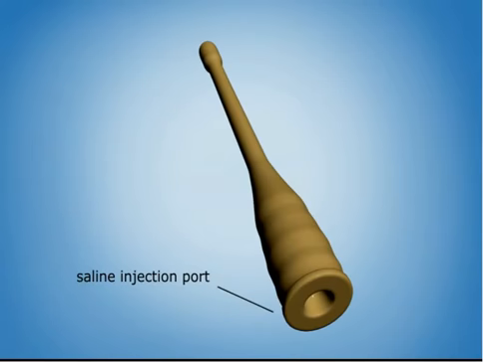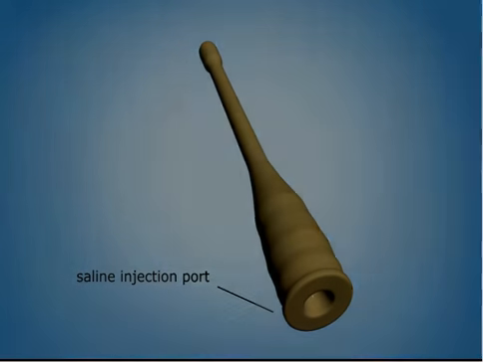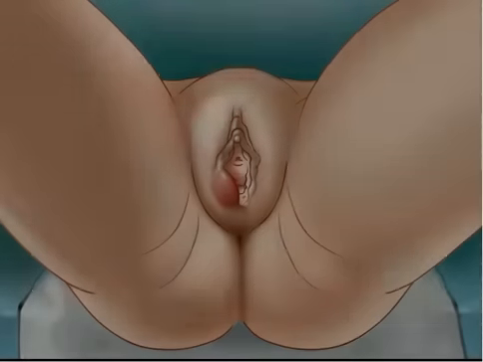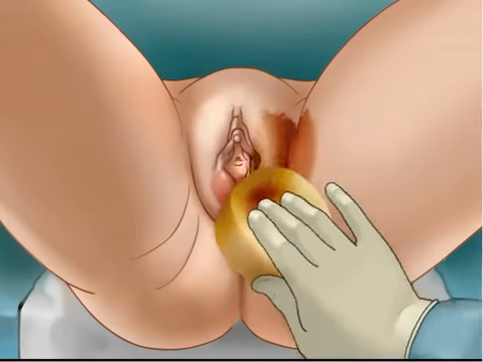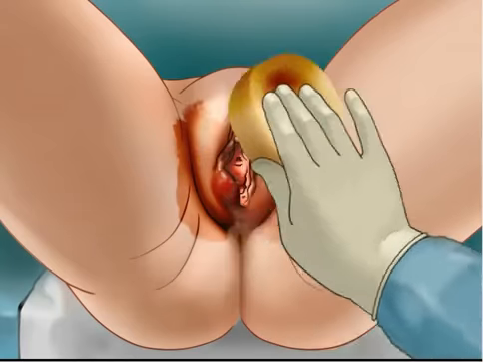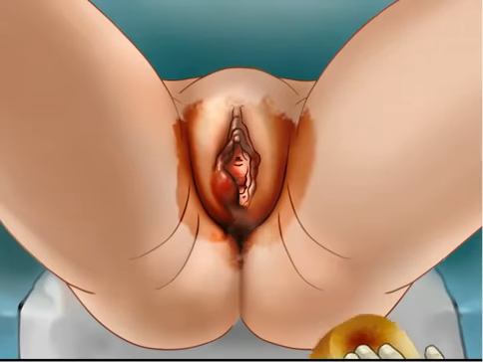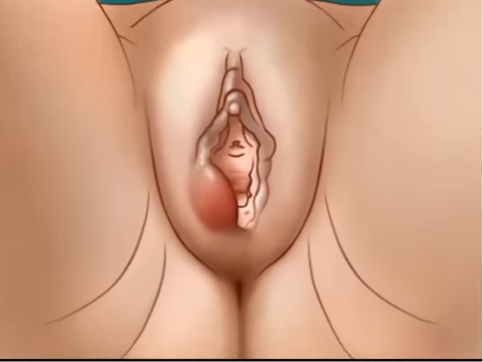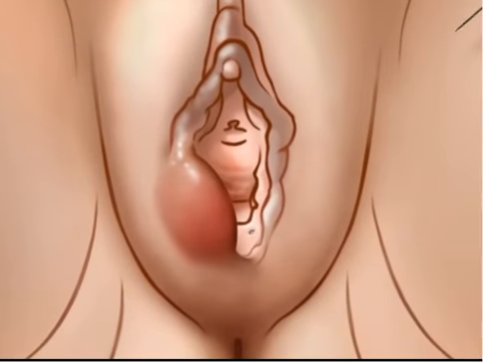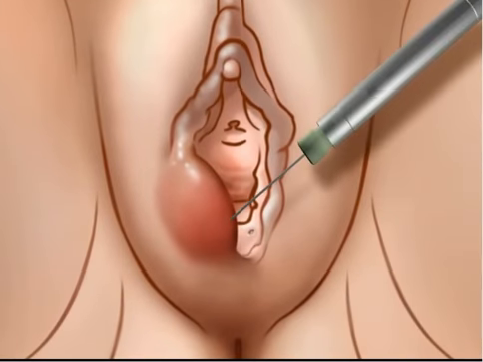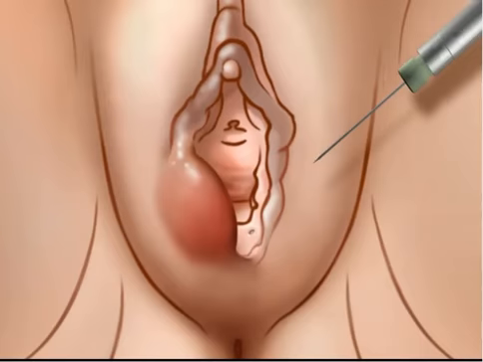Most procedures are performed as an outpatient procedure in the office or emergency room. The patient is placed in dorsal lithotomy position and the area is cleaned with an antiseptic solution. Local anesthesia is sufficient for most cases. This can be achieved by infiltrating the skin overlying the planned incision with a 1% lidocaine solution.